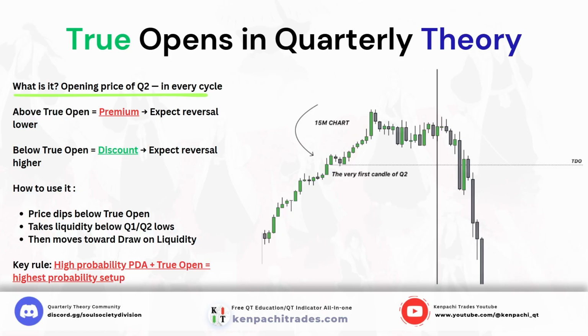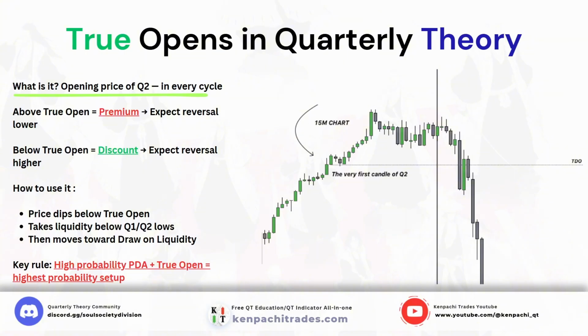And from the premium, we expect price to reverse lower. If price is below the true open, we are in a discount. And from discount, we expect price to reverse higher. And now, how do we actually use this?